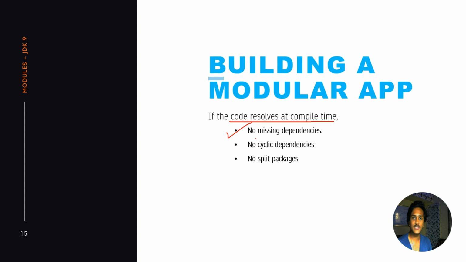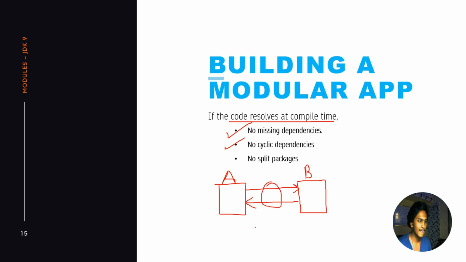There are no cyclic dependencies, which means that if I have a module A and a module B, and I say that module A requires module B and module B requires module A, this scenario is called a cyclic dependency, which is strictly prohibited in module systems, modular apps.